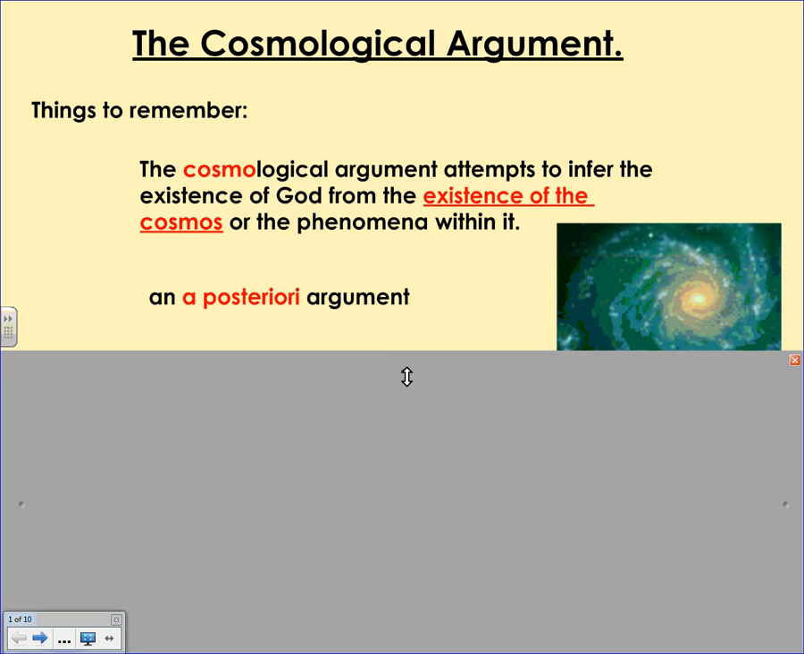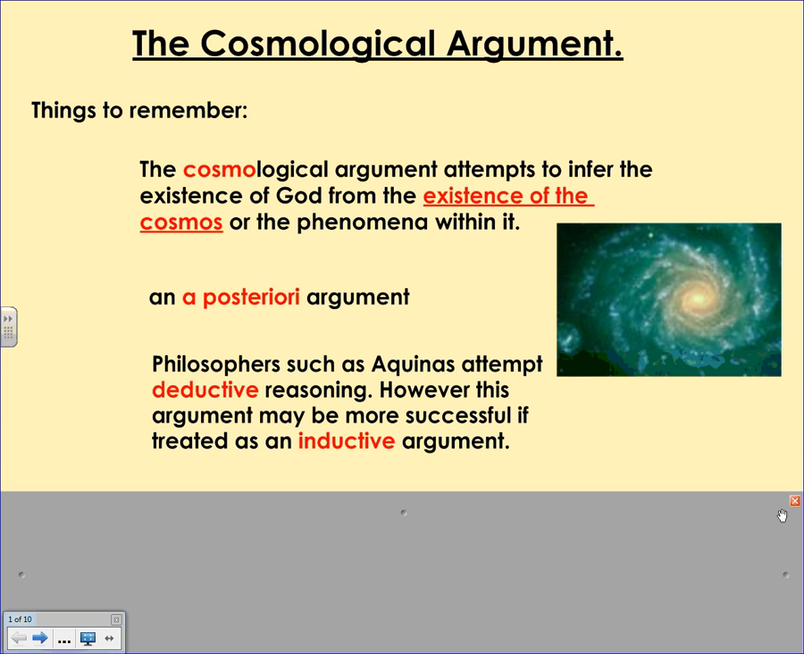But this empirical evidence means that it is an a posteriori argument. Now, we have learned the word a posteriori in our lessons. A posteriori meaning after sensory evidence. So sensory evidence leads us to conclude that there must be a creator or a God, a first cause.